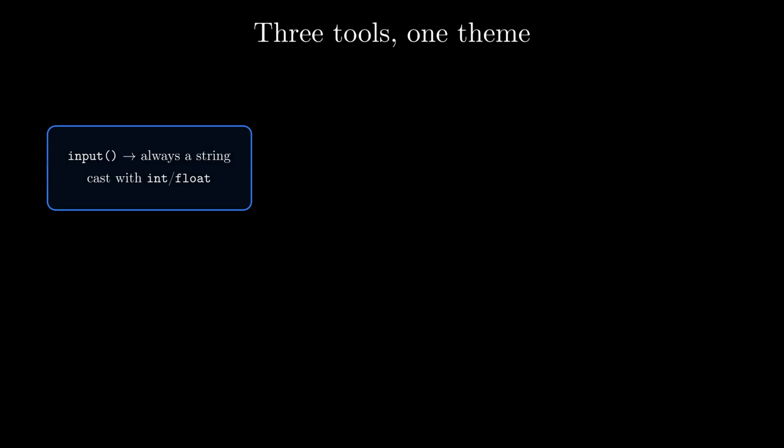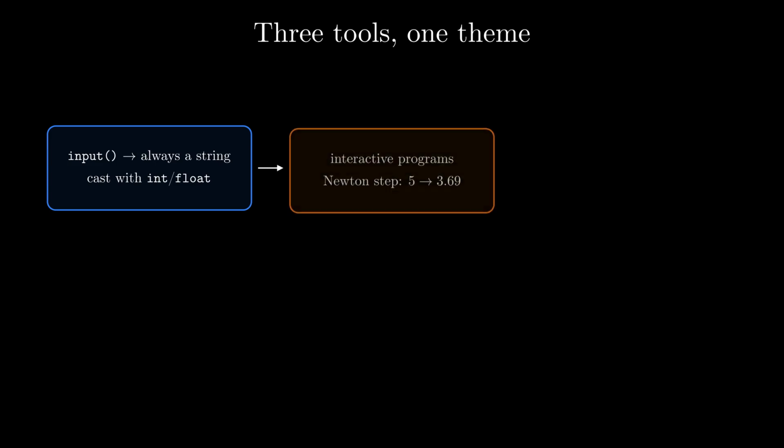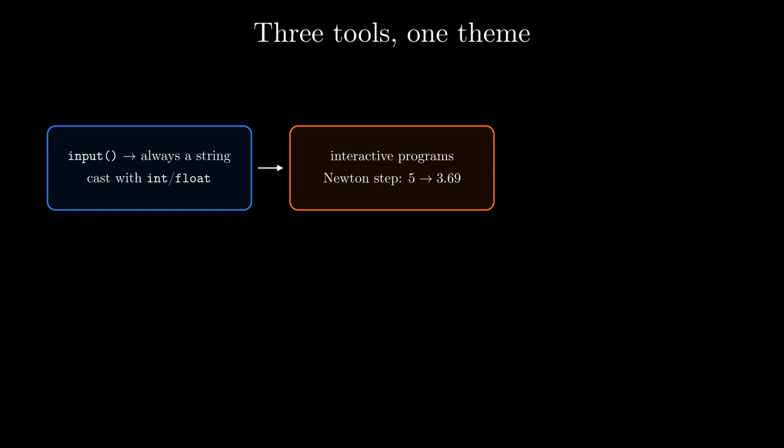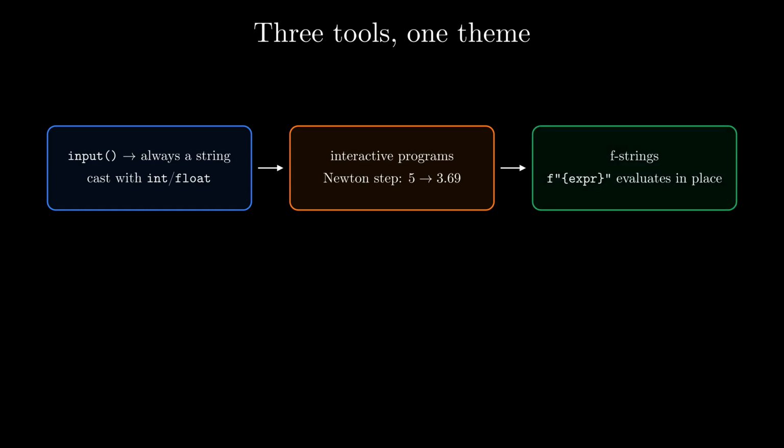Three tools, one sim. Input pauses your program and hands back whatever the user typed, always as a string, so cast with the integer or float conversion before doing arithmetic. Combining input and output makes programs interactive, enough to run one full step of Newton's method. And f-strings embed evaluated expressions directly inside text.